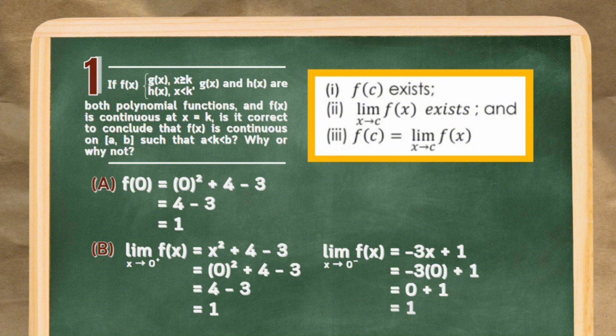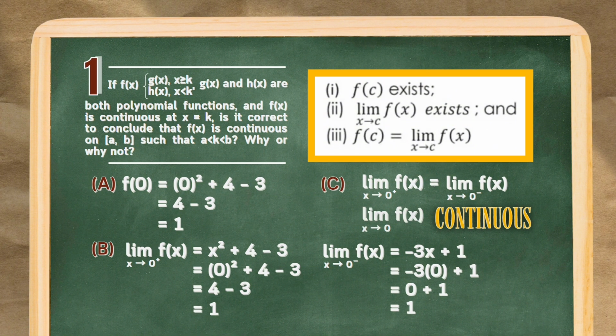Now, the last condition is we need to prove that it can be continuous. So f of 0 is equal to 1, which equals the limit of f of x as x approaches 0 from the right, which equals the limit of f of x as x approaches 0 from the left. Therefore, the function f is continuous at x equals 0.